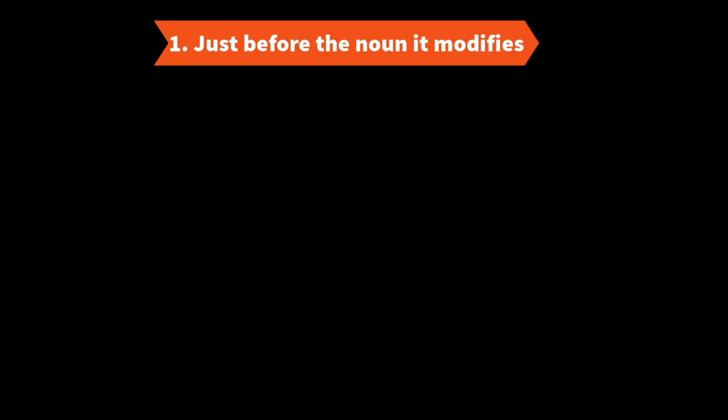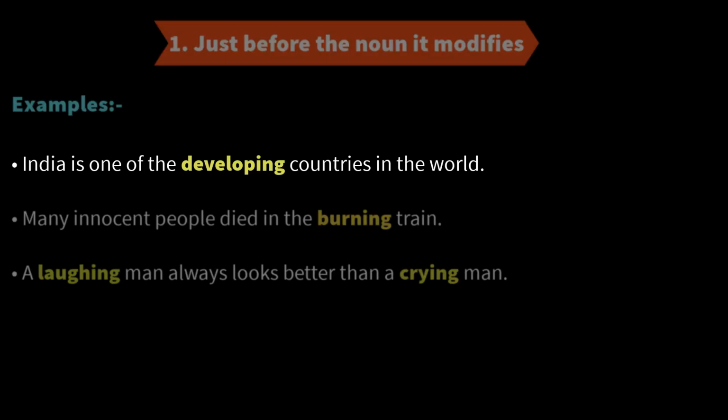Let's start with a present participle coming just before the noun it modifies. Example number 1. India is one of the developing countries in the world. Developing here is our present participle working as an adjective. Why? Because it is modifying the noun countries. What kind of countries? Developing countries. Countries that are developing. So it's modifying the noun countries.